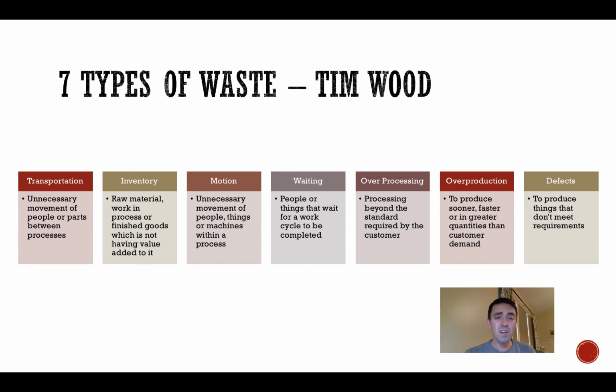So those were really high-level examples of the 7 types of waste. I hope you remember TIM WOOD as an acronym: transportation, inventory, motion, waiting, overprocessing, overproduction, defects. The more you can become familiar with those 7 types of waste, the more familiar you're going to be at being able to identify and eliminate those.